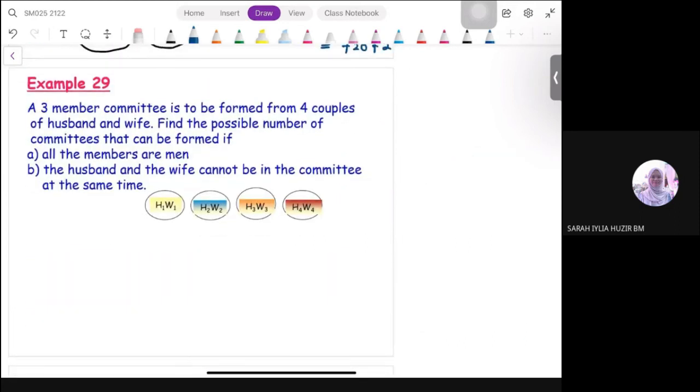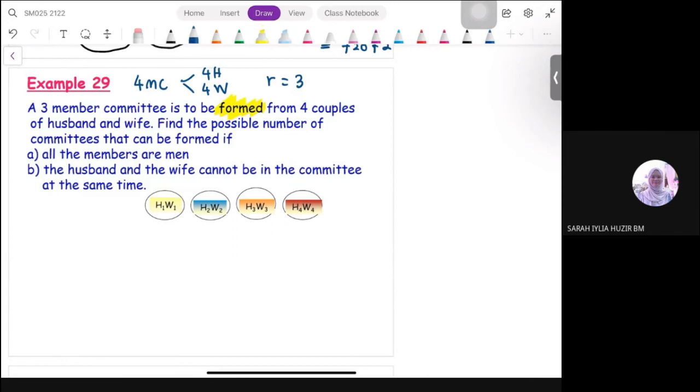Okay, so we have 3-member committee to be formed from 4 couple of husband and wife. Okay, so means we have 4 couple, married couple lah saya buat. Okay, means we would have 4 husband, 4 wife. Kita ada 8 people actually. Out of this, we want to choose only 3 of them. Okay. So even though they use the word form, hati-hati, this is involving people. That's why it's combination situation.